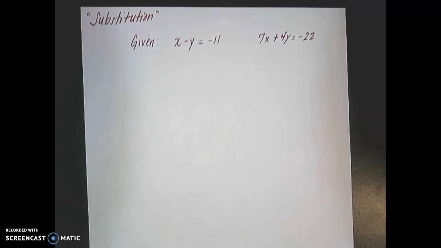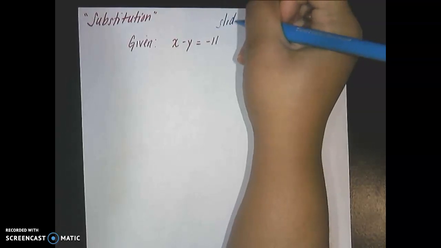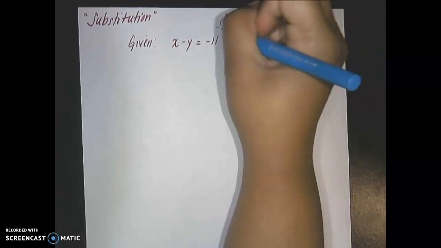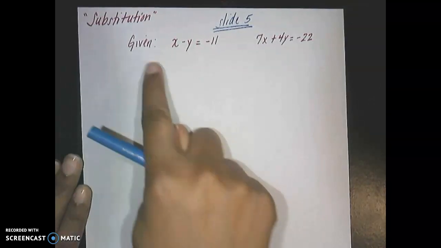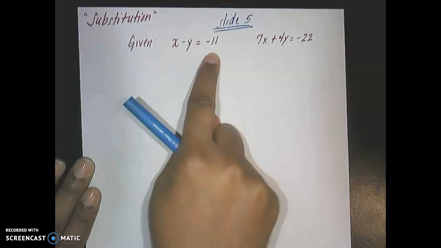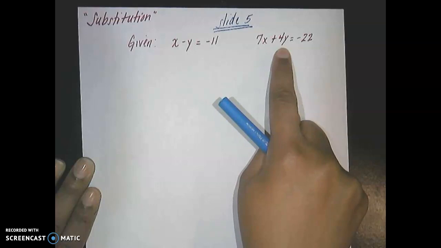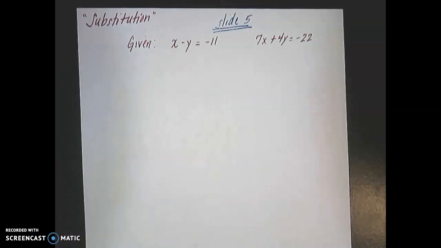What we have here relates to slide number 5. On slide 5, they take you through how to solve a system of equations using substitution. So this is what we were given: x minus y equals negative 11, and the equation 7x plus 4y equals negative 22. They ask us to find the solution using substitution.